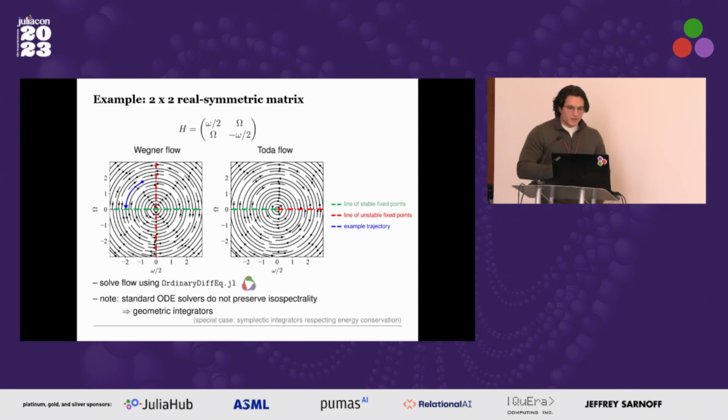Now, for a given initial matrix H, we can solve this flow using OrdinaryDiffEq. Note, however, that standard ODE solvers do not preserve isospectrality. And so it's better to use geometric integrators. You might be familiar with a special case of a geometric integrator, which are symplectic integrators, and those respect energy conservation. And in our case, we are concerned with conserving the eigenvalues or the spectrum.